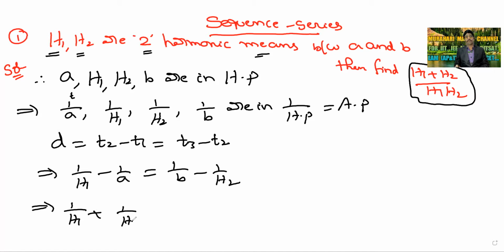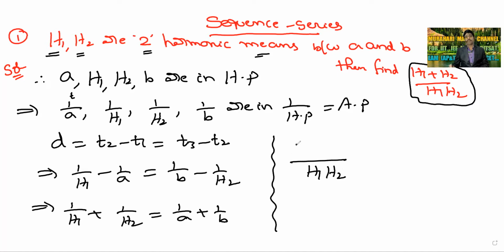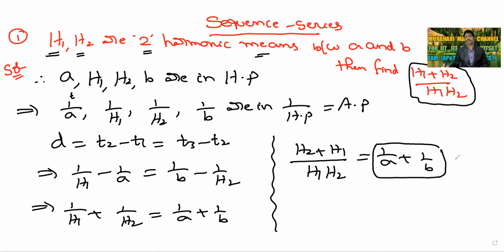Bringing minus 1 by H2 to the left side, we get 1 by H1 plus 1 by H2, and sending minus 1 by A to the other side, it equals 1 by A plus 1 by B. Let us take the LCM, which is H1 H2. After the LCM, (H2 plus H1) by (H1 H2) is equal to 1 by A plus 1 by B. So what is our target? (H1 plus H2) by (H1 H2) is 1 by A plus 1 by B. This is the answer.